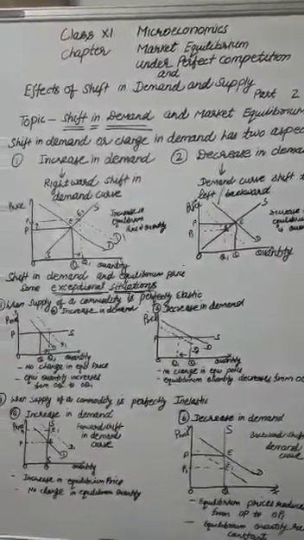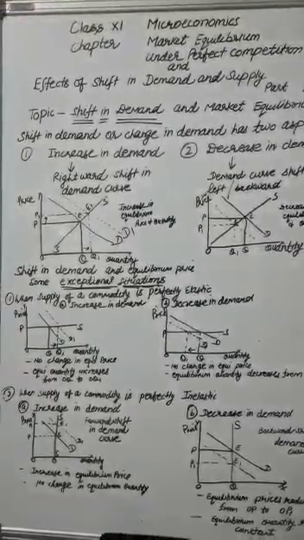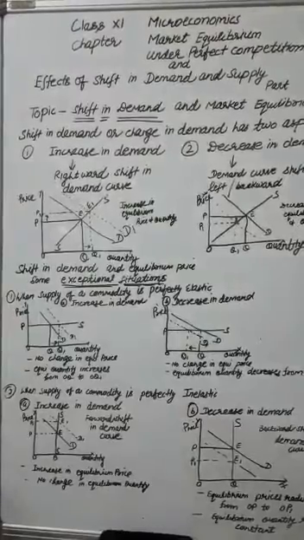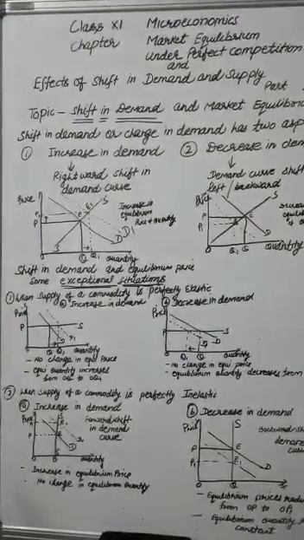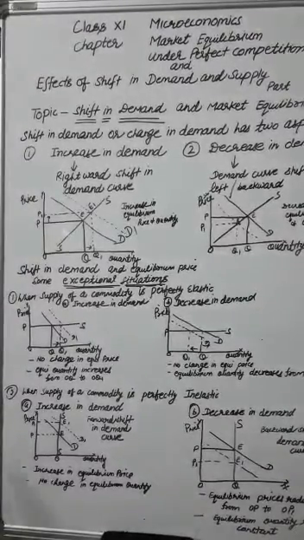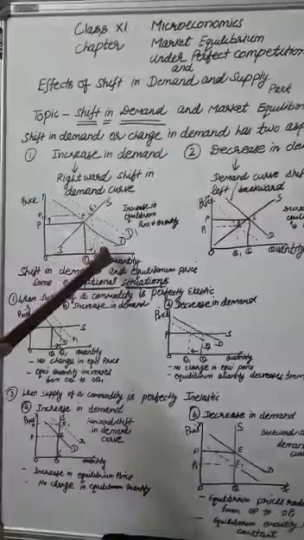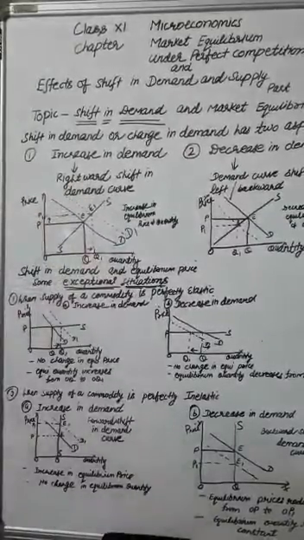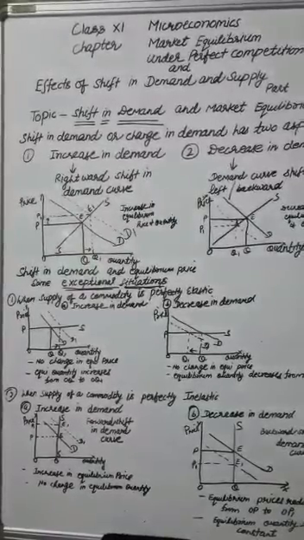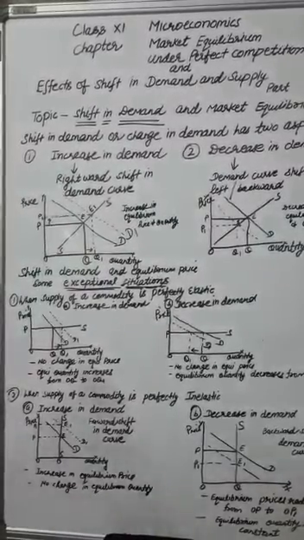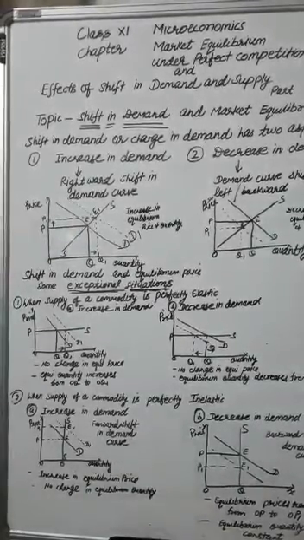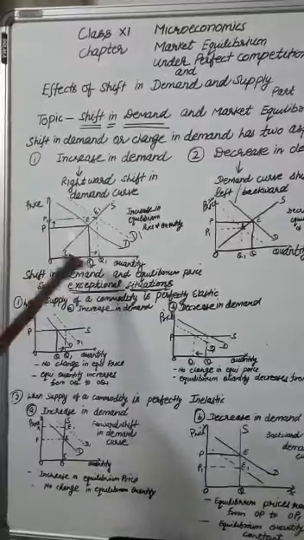Shift in demand has two aspects. Number one, increase in demand. Now you look at the diagram. When demand increases, the demand curve shifts to the right-hand side. It is also known as upward shift in demand curve. So here is the original demand curve, this is the original supply curve. Price is determined at a point where the demand curve cuts the supply curve. So equilibrium here is at point E. Equilibrium price is OP in the market and equilibrium quantity is OQ.